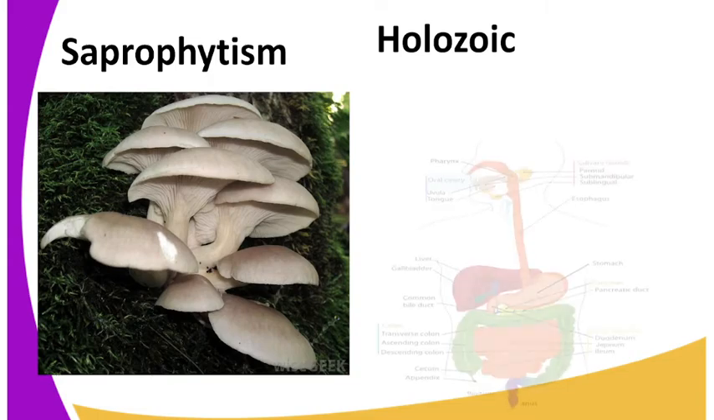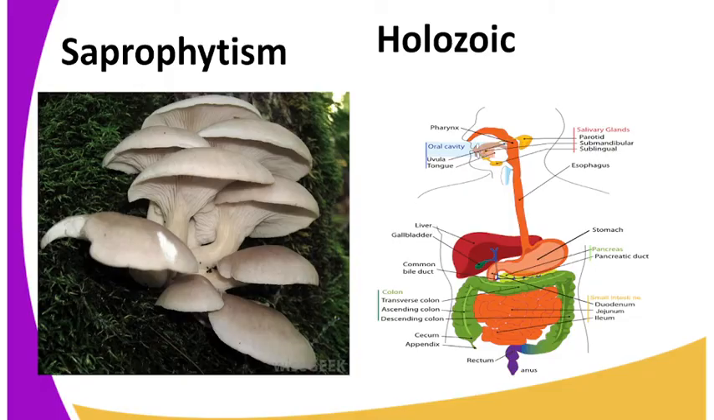The next one is holozoic. This type of nutrition involves animals feeding on complex substances. The food is ingested, digested and then absorbed in the body where it gets assimilated. Examples of animals with this type of feeding are mammals and birds. And that's why in our picture we have the digestive system of a human being.